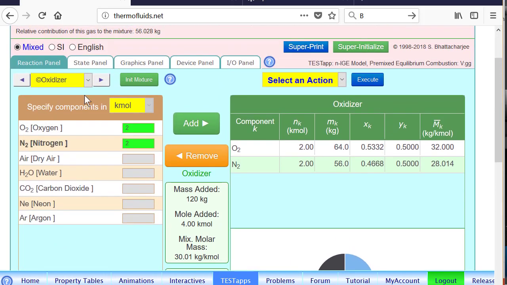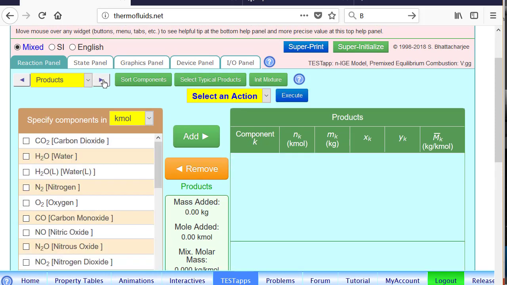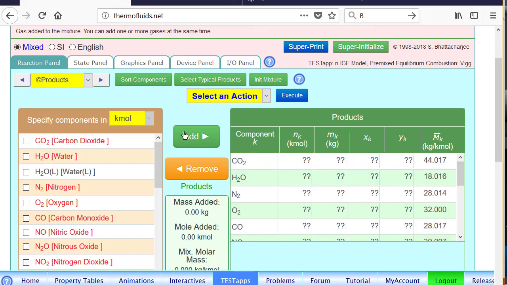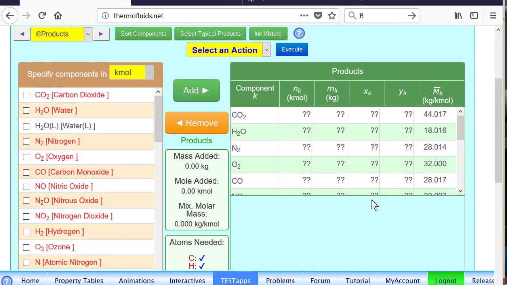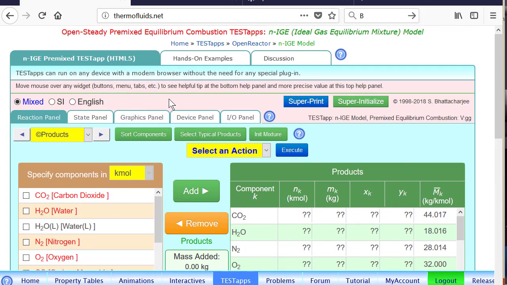We have to set up the products because that's the thing about incomplete combustion. We don't know what is in the products. So let's select the typical products, add those. So what happens is that now we have chosen what products we want to see in the equilibrium analysis, but their amounts will be determined along with the final temperature through equilibrium calculations.